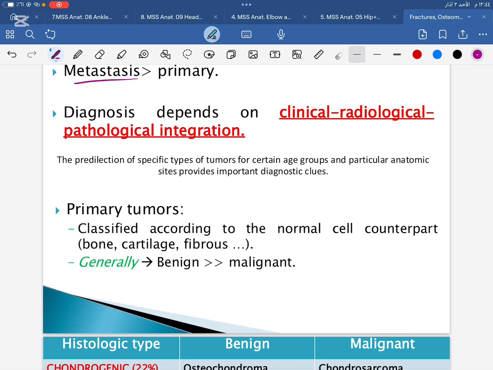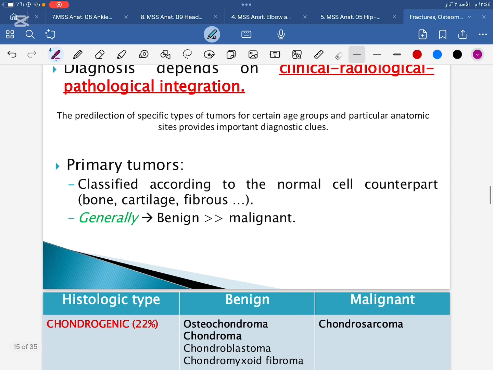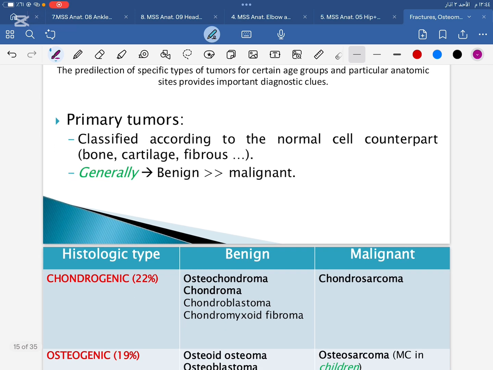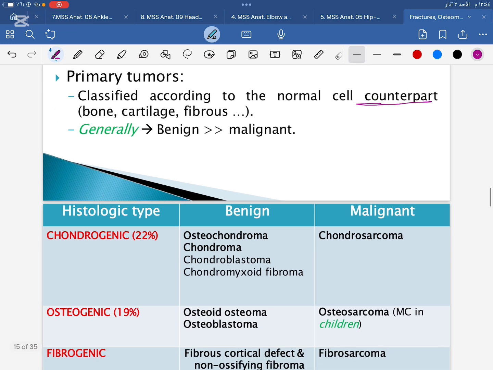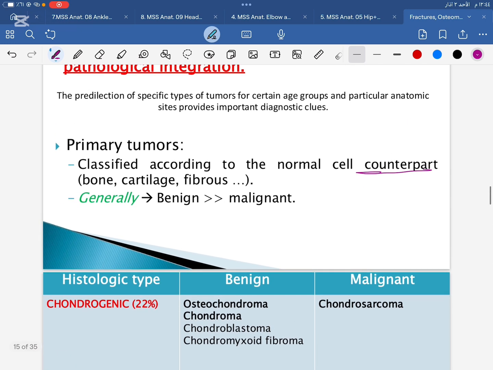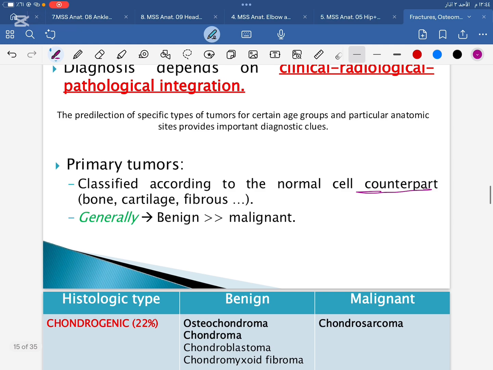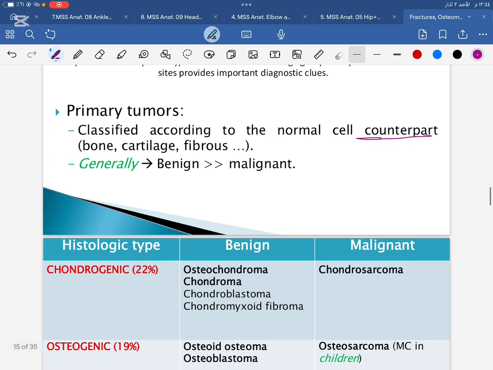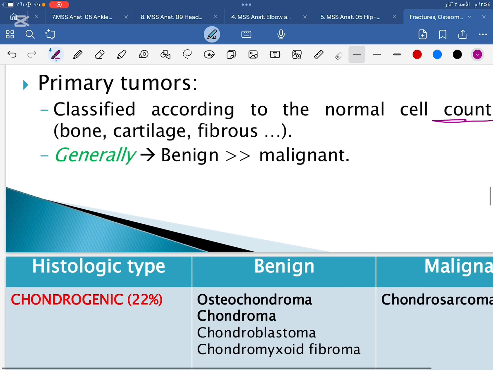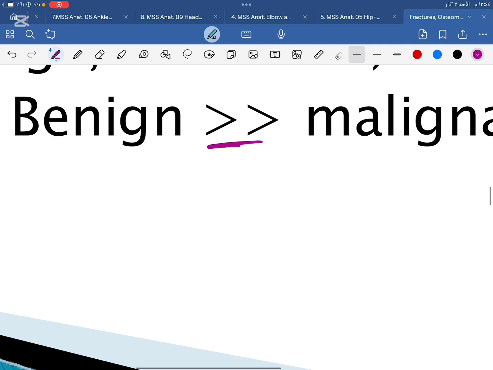We classify bone tumors according to the normal cell counterpart, meaning whether it is arising from an osteocyte lesion, a cartilage forming tumor, or a fibrous depositing tumor. It depends on the normal cell counterpart. In general, benign tumors are much more common than malignant ones. This table shows the different types of bone tumors.